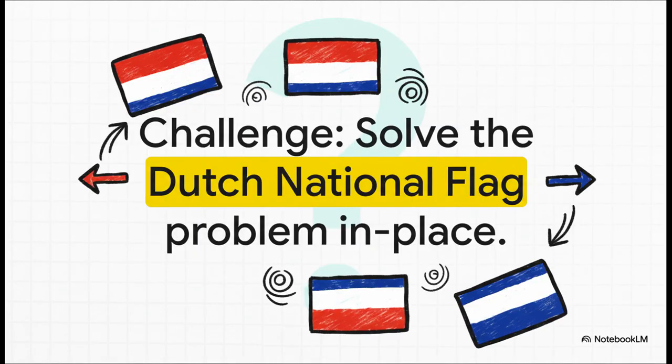And to wrap things up, I've got a challenge for you: the famous Dutch national flag problem. The task is to take an array that only has zeros, ones, and twos and sort it, in place, of course. It's the perfect way to test the pointer techniques we've covered today. Seriously, give it a shot. It's a fantastic way to make sure these concepts really sink in and get you ready for that next interview.